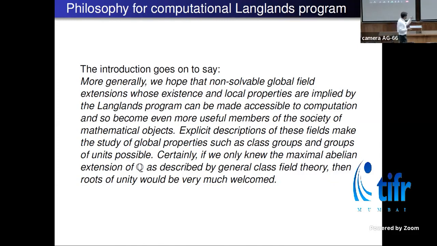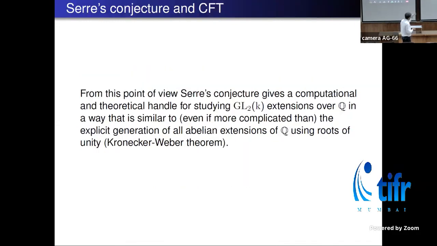In the sense that you can have some abstract theorem which tells you some parameterization of abelian extensions of a number field, but over Q, for example, you have a much more explicit statement that all of them come from cyclotomic fields. So one wants to do the same for GL2 type extensions of Q. In some sense, Serre's conjecture gives you an answer for some sort of explicit class field theory, or explicit generation of GL2 finite field valued extensions of Q which are odd.